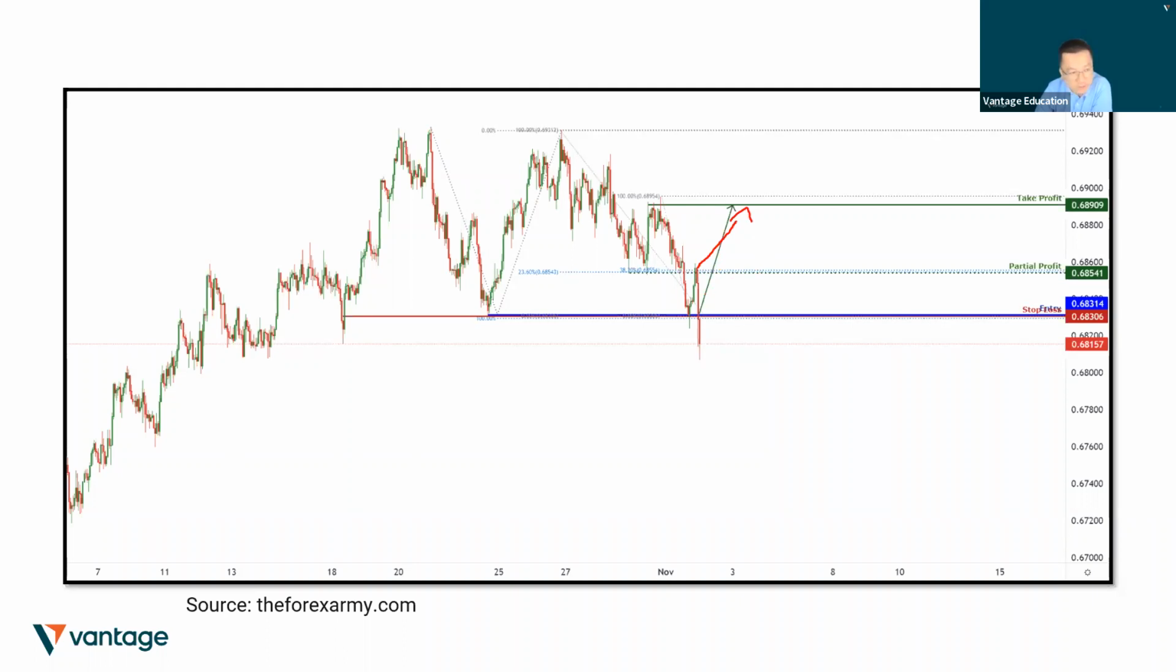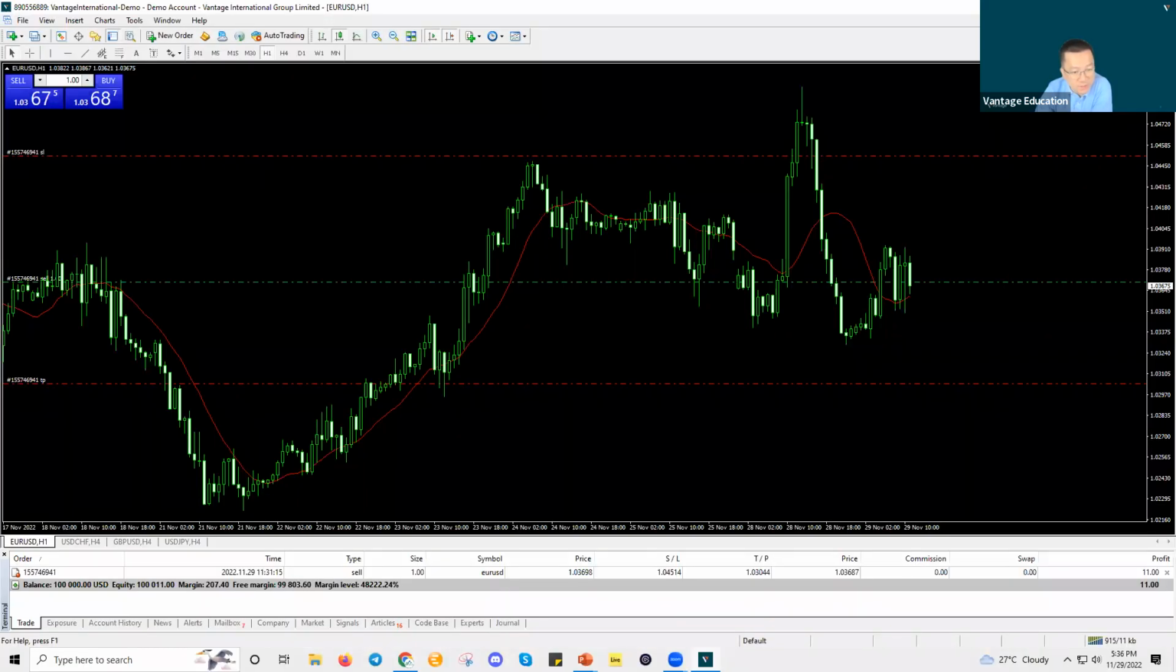Let me just do a quick check of the charts so that we can see what happens. Not a perfect example at this point, just something I wanted to quickly jump in and show you. This is the EUR/USD on the H1 time frame. We entered a sell, stop loss up there, take profit down here.